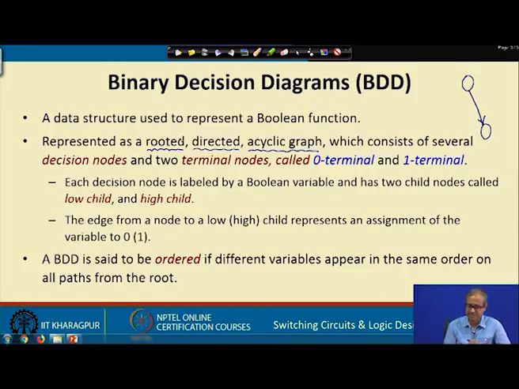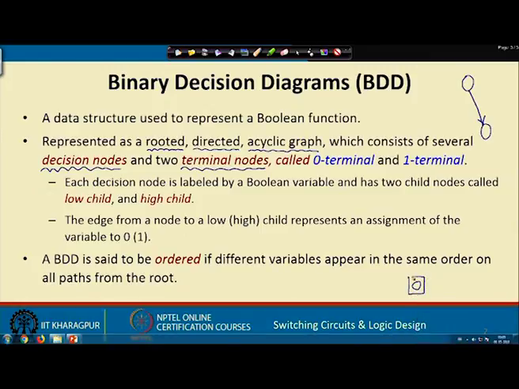Now, the vertices can be of two types in a BDD. So, here we shall be seeing the example. Some vertices are called decision nodes, some vertices are called terminal nodes. Now, the terminal nodes are marked as 0 and 1. There is one terminal node called 0, there is one terminal node called 1. There can be several such. These are called 0 terminal and 1 terminal. They indicate the logic value 0 and the logic value 1. Talking about the decision node, a decision node looks like this.